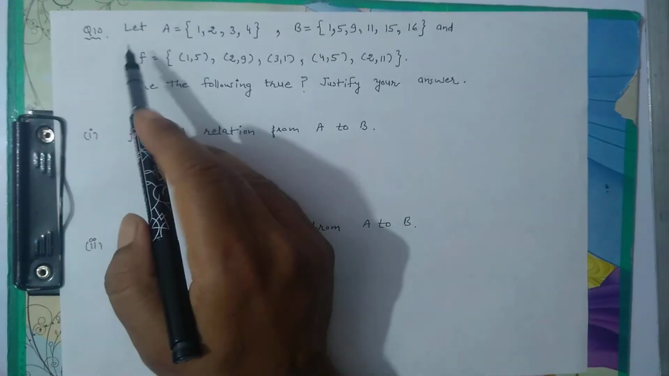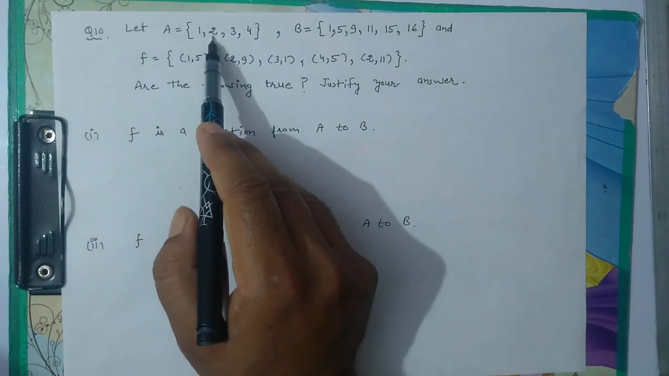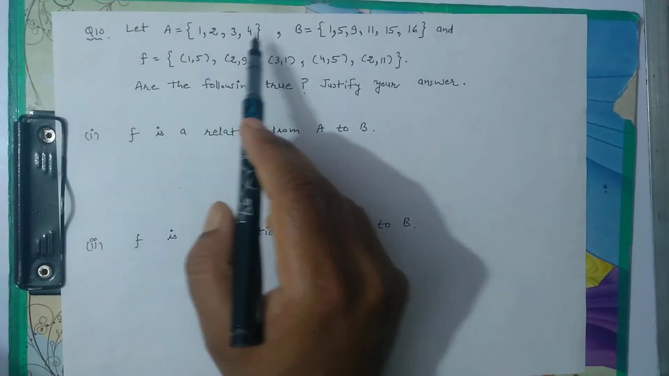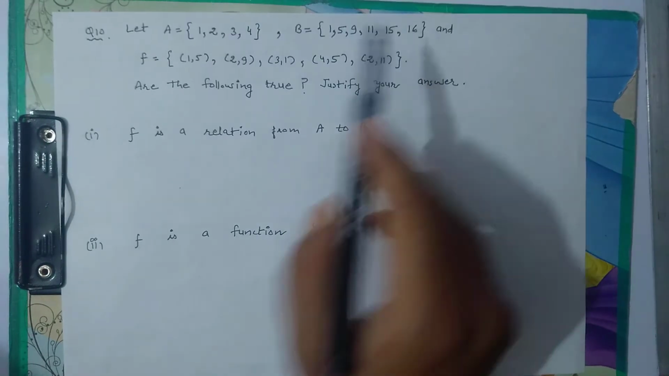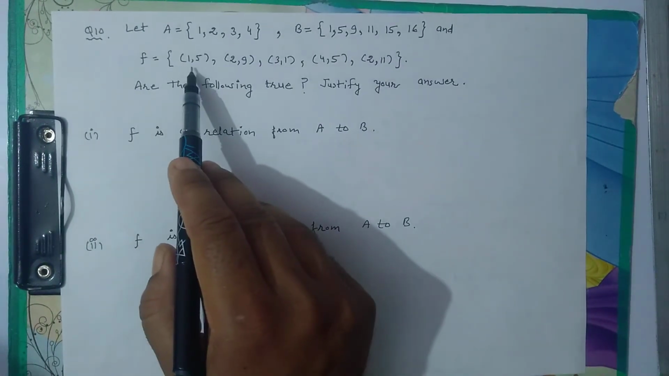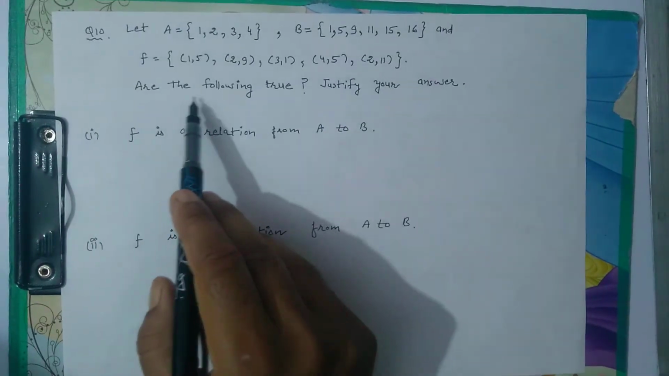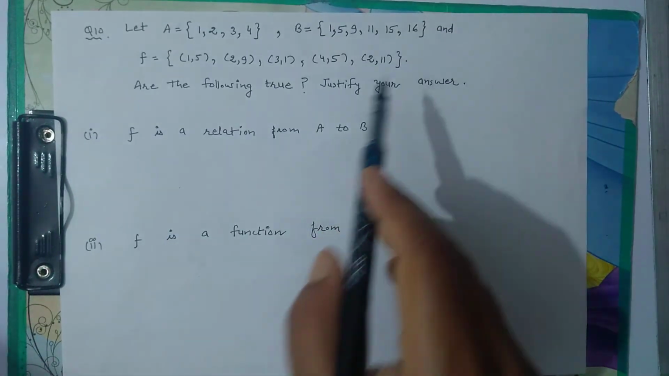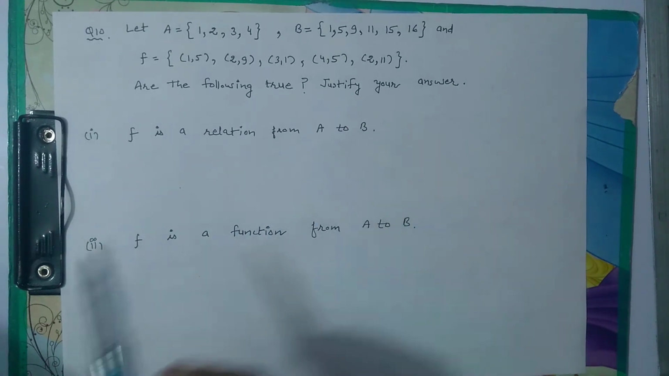Our next question is question number 10. Let A = {1, 2, 3, 4}, B = {1, 5, 9, 11, 15, 16}. F is a mapping {(1, 5), (2, 9), (3, 1), (4, 5), (2, 11)}. Are the following true? Justify your answer. Number 1: F is a relation from A to B.